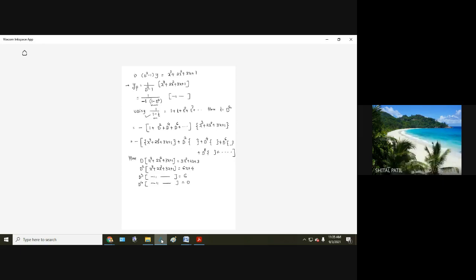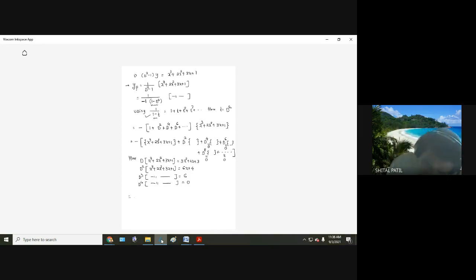In fact, if I operate D raised to 4, what will the answer be? 0. If I operate D raised to 6, what will the answer be? 0. If I operate D raised to 8, what will the answer be? 0. And not only these, all the remaining terms will be equal to 0. Yes or no? Do you understand this much math? All other terms will be 0.